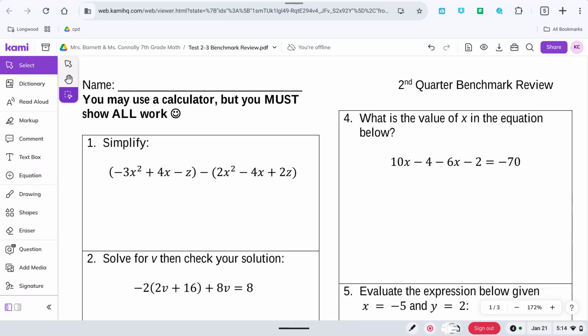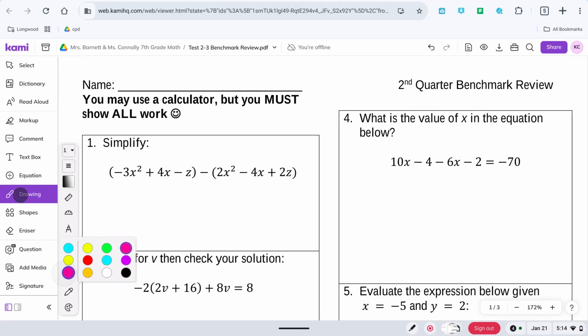Okay, welcome to the benchmark review. Let's start on number 1. It says to simplify negative 3x squared plus 4x minus z minus 2x squared minus 4x plus 2z.